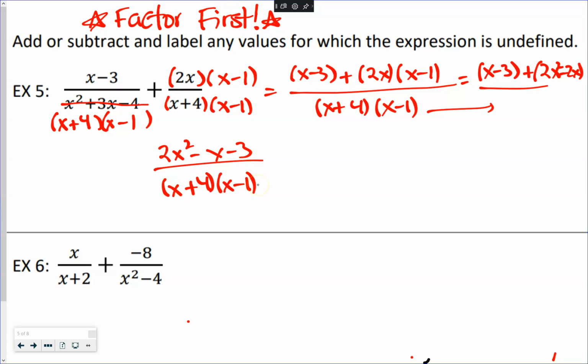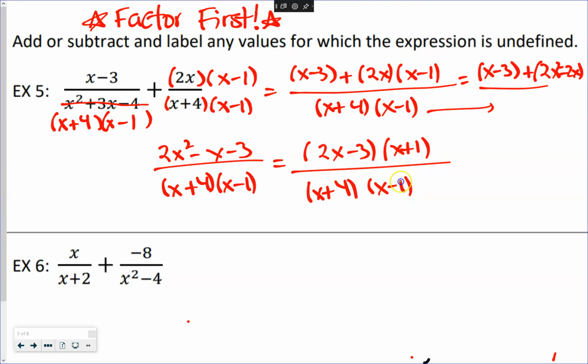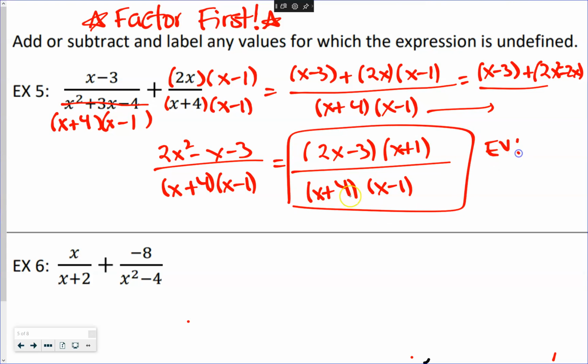If you want to factor the numerator here to make sure you don't have any more common factors, it's probably a smart idea. You would have to do slip and slide, and I'll just go ahead and show you. If you do slip and slide, my numerator factors to 2x minus 3 and x plus 1. My denominator is x plus 4 and x minus 1. So as you see, nothing else can factor, so this is it. And then our excluded values, looking at my denominator, x could not equal negative 4 or positive 1.